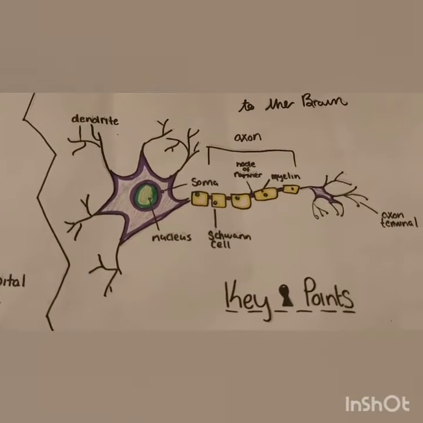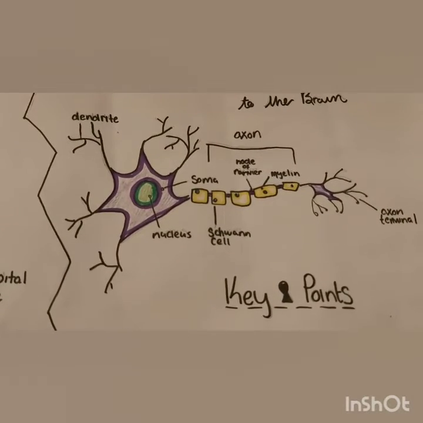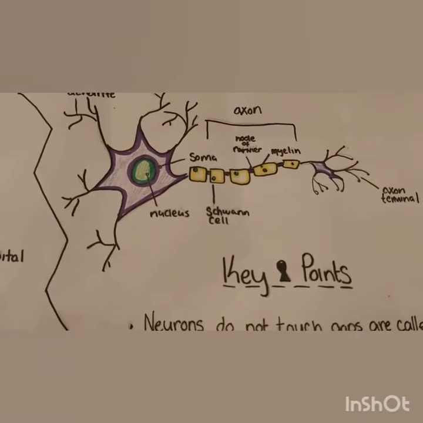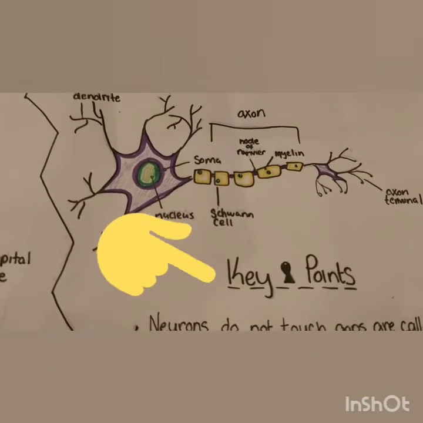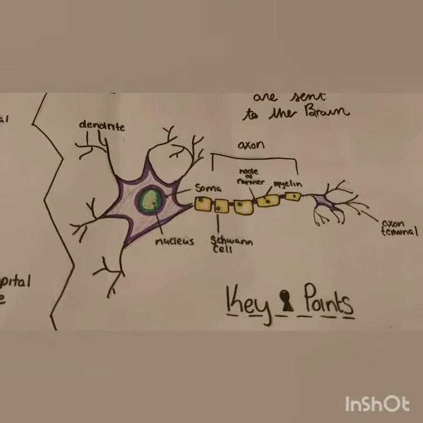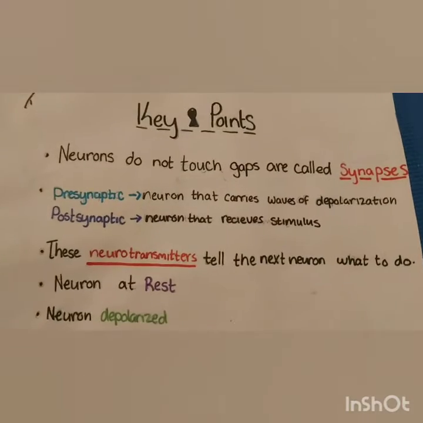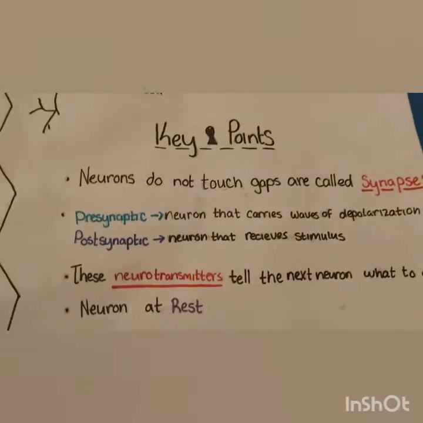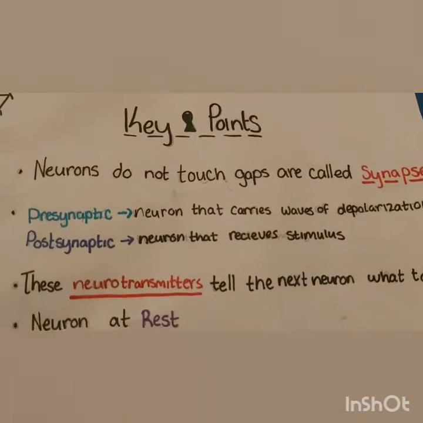All these things I'm telling you that we're going to go over are in the key points section. So let's get to that right away so everyone can understand completely how a neuron impulse happens. So let's look at the key points. The first key point I have is that neurons do not touch.